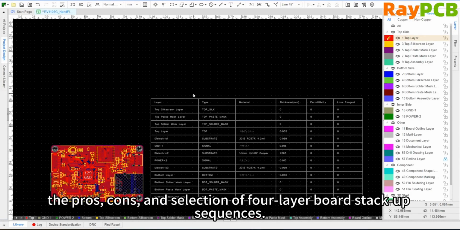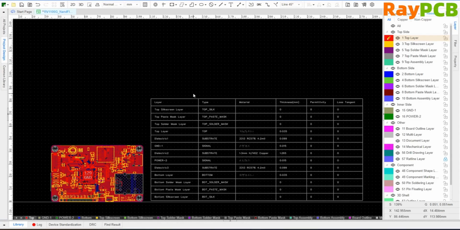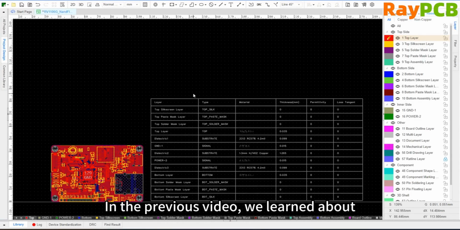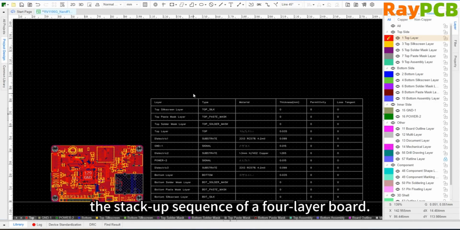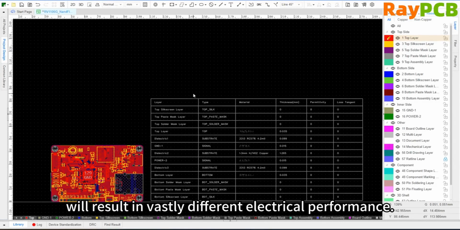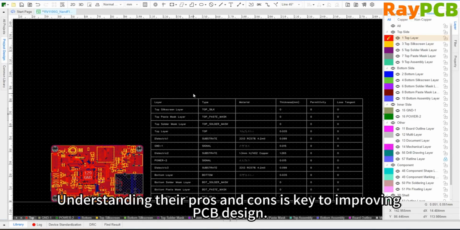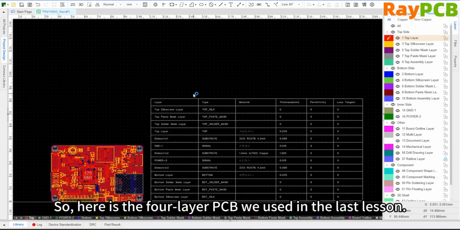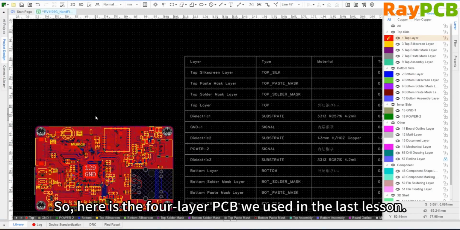Today, our topic is the pros and cons of 4-layer PCB stack-up orders and how to choose between them. In the previous video, we already learned about the basic structure of 4-layer boards and the importance of plane layer integrity. Today, we will focus on a key issue, the stack-up order of 4-layer boards. Different stack-up orders result in vastly different electrical performance, and understanding their advantages and disadvantages is key to improving PCB design. So here is the 4-layer PCB we used in the last lesson.